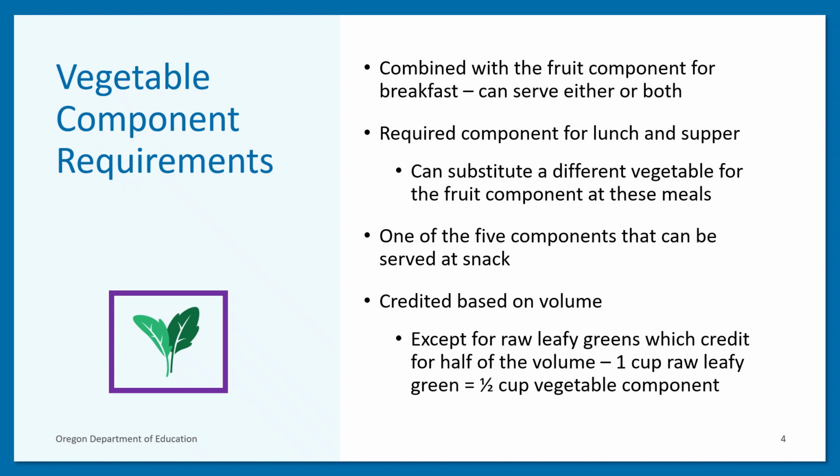Vegetables are also one of the 5 components that can be served at snack. Most vegetables will be credited based on volume. This will be in cups, so half a cup of carrots will credit for half a cup of vegetables. The one exception is for raw leafy greens, in which case those items will credit for half of their volume. This means that 1 cup of raw leafy green like spinach, cabbage, or salad greens will only credit for half a cup of the vegetable component.